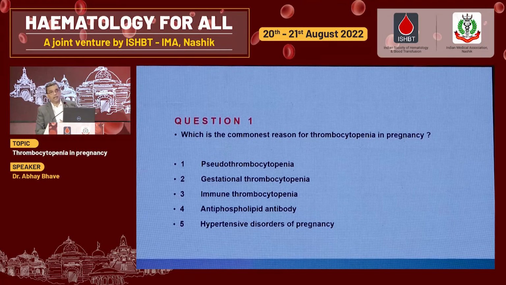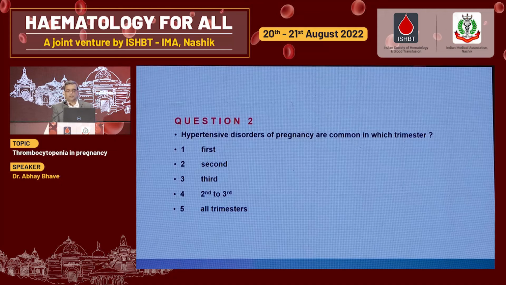So I'm going to end by asking you the questions again. If you can look at your pad and see, what is the commonest reason for thrombocytopenia in pregnancy? The answer is gestational thrombocytopenia. Or, what is the hypertensive disorder which is common, in which trimester are hypertensive disorders common? The answer is second to third trimester.